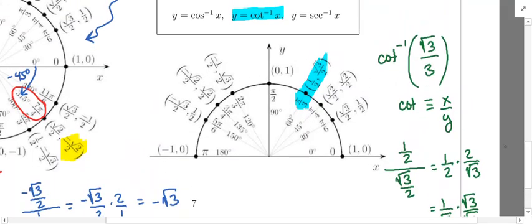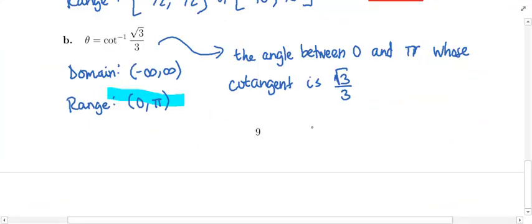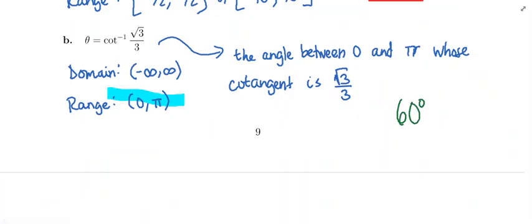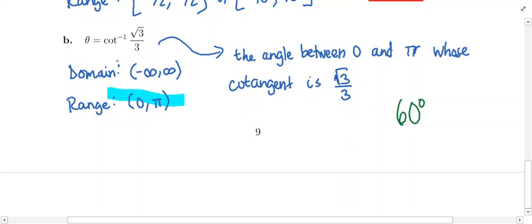So the correct angle here is 60 degrees or pi over 3. We need to return the angle in degrees, so the answer here is going to be 60 degrees. Also make sure when you return it, it is between 0 and pi. If you convert this to degrees, pi is 180 degrees, and 60 degrees is in that range. Remember, if it wasn't in that range, you'd have to find something coterminal with it. But 60 degrees is the answer here.